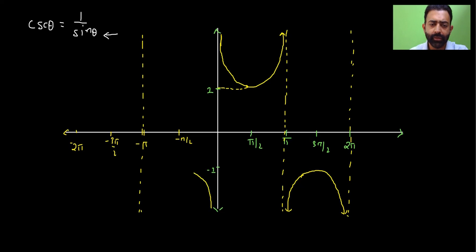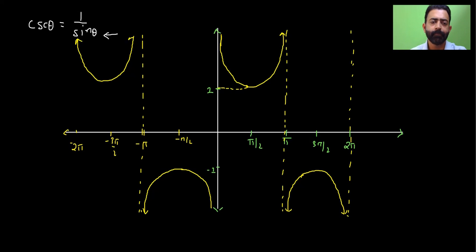It will start decreasing, and attain a value of minus 1 at theta equal to minus pi by 2, because at theta equal to minus pi by 2, sin of minus pi by 2 will be minus 1, so cosec theta will be minus 1, and it will again decrease to minus infinity like this. And these cycles you can draw.